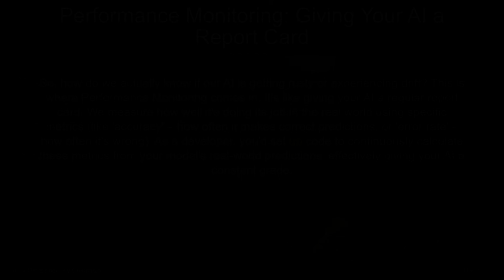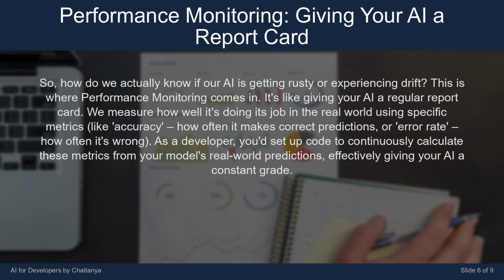So, how do we actually know if our AI is getting rusty or experiencing drift? This is where performance monitoring comes in. It's like giving your AI a regular report card. We measure how well it's doing its job in the real world using specific metrics, like accuracy, how often it makes correct predictions, or error rate, how often it's wrong. As a developer, you'd set up code to continuously calculate these metrics from your model's real-world predictions, effectively giving your AI a constant grade.